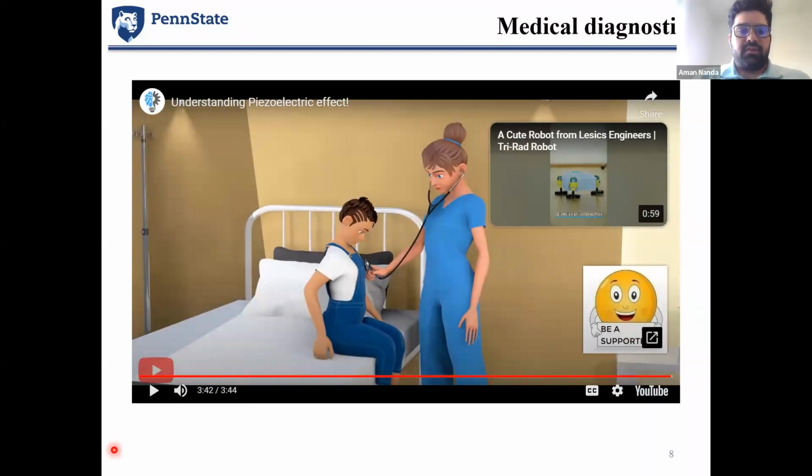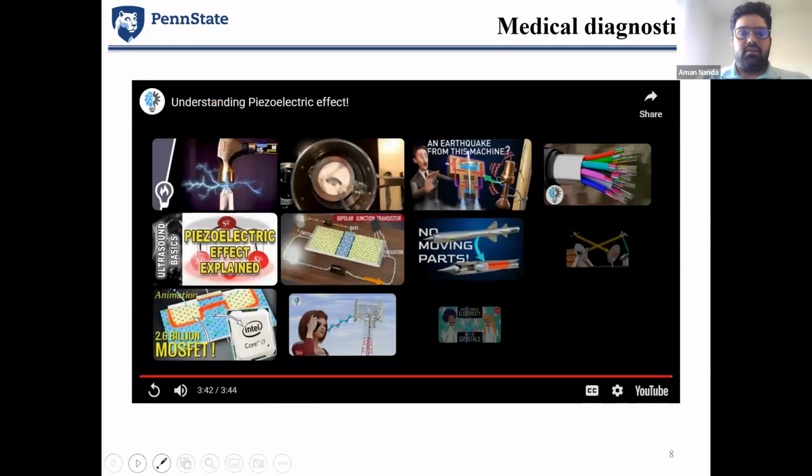So the stethoscope is very commonly used in all the medical fields. Before you go for a checkup, the doctor checks your heartbeat and other things through the stethoscope. So it uses a piezoelectric ceramic disc and it is widely used in all the hospitals.